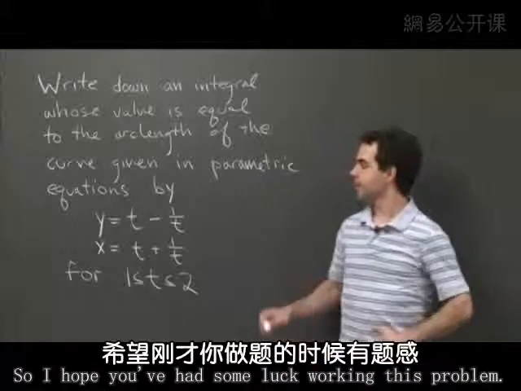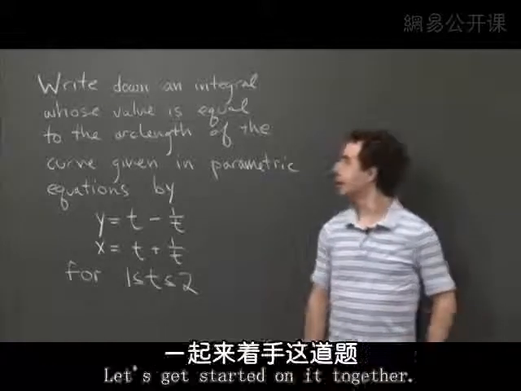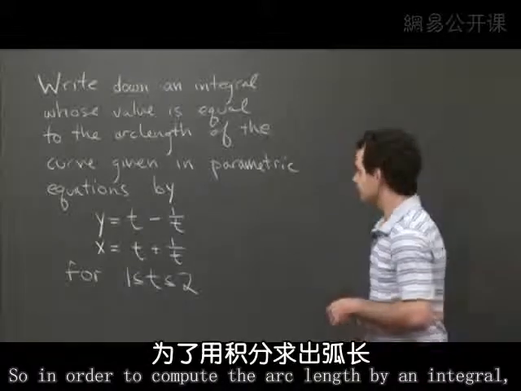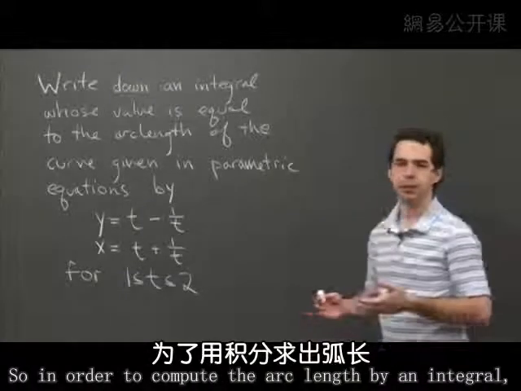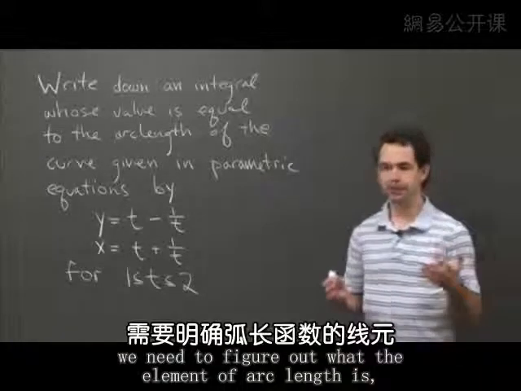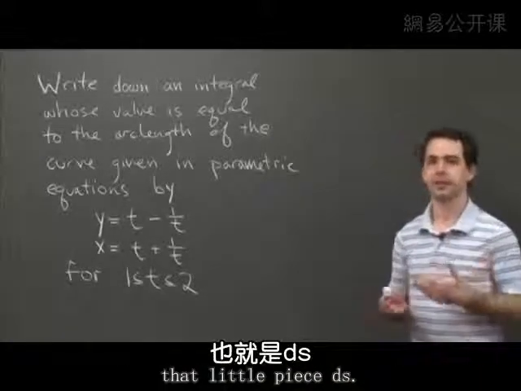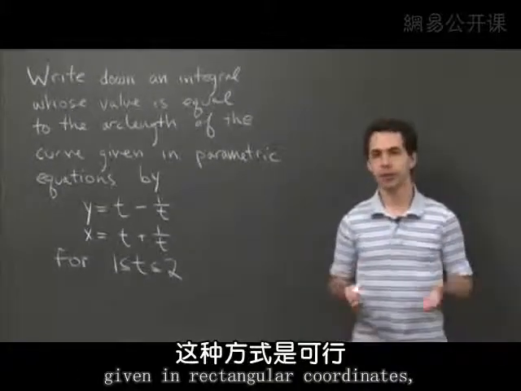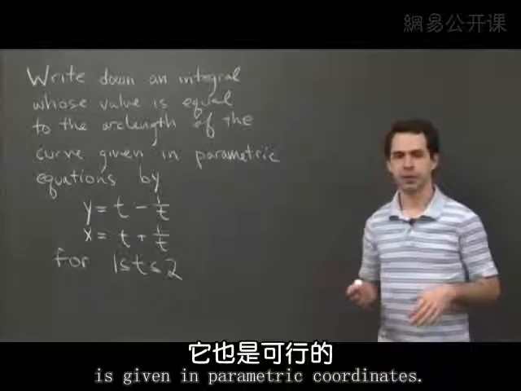All right, so I hope you've had some luck working this problem. Let's get started on it together. In order to compute the arc length by an integral, we need to figure out what the element of arc length is, that little piece ds. This was true when we had our curve given in rectangular coordinates, and it's also true when our curve is given in parametric coordinates.